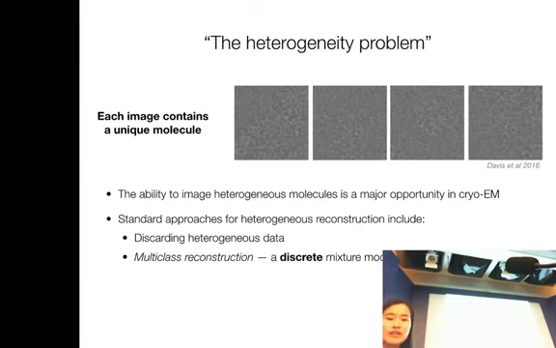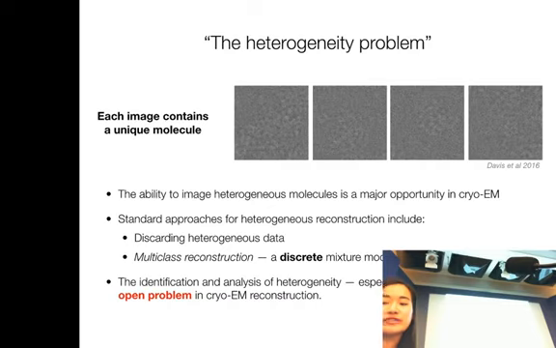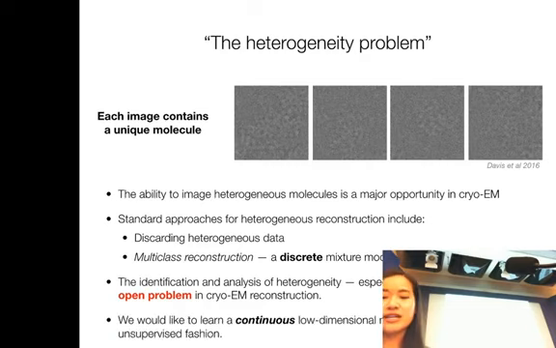So standard approaches for heterogeneous reconstruction, other than just discarding your heterogeneous data, is something called multi-class reconstruction, which models a discrete mixture model of k independent volumes. You don't know the nature or the number of states a priori. For example, your proteins might lie along a continuum of states. And so in general, the identification and analysis of heterogeneity, especially its continuous forms, is an open problem for cryo-EM. And so what we'd like to do is learn a continuous low-dimensional manifold of structures in a fully unsupervised fashion.